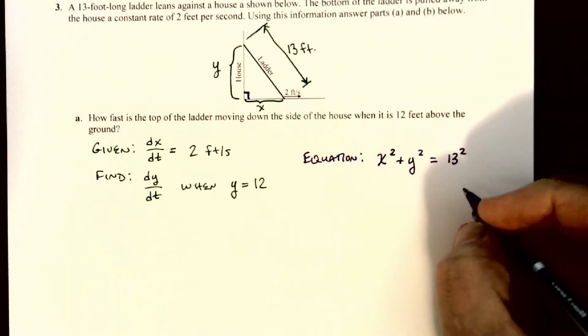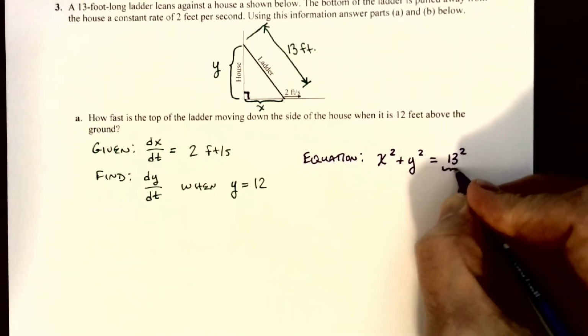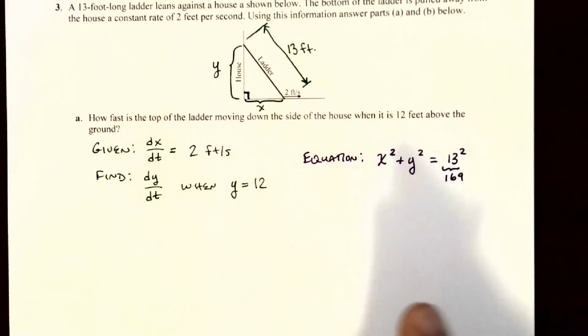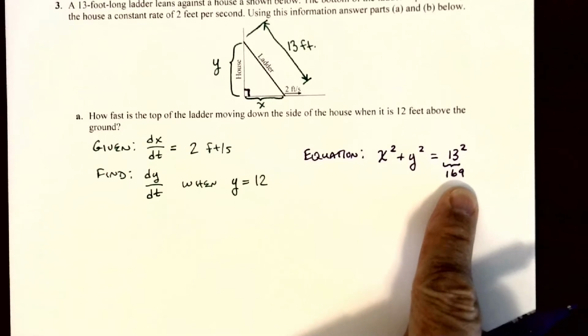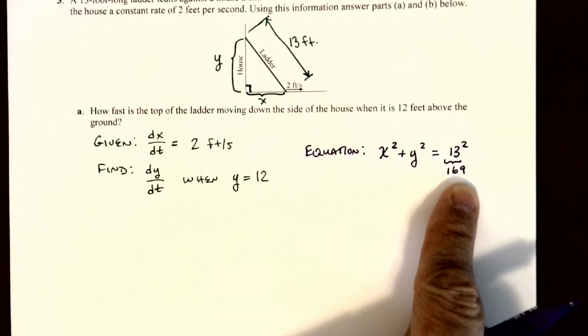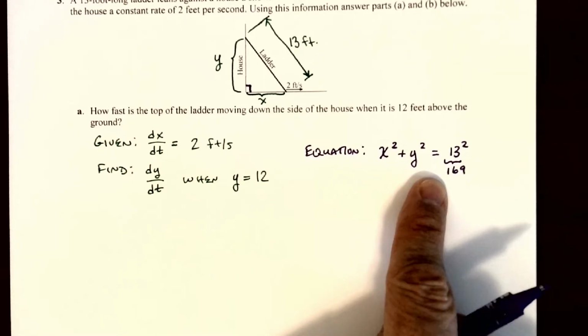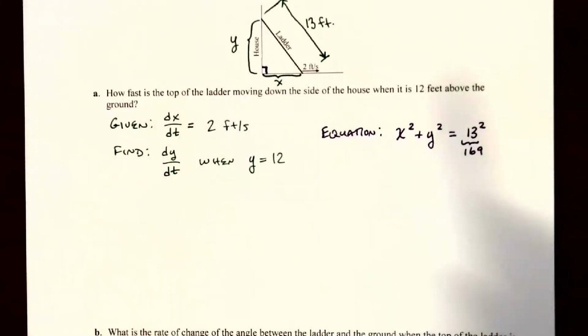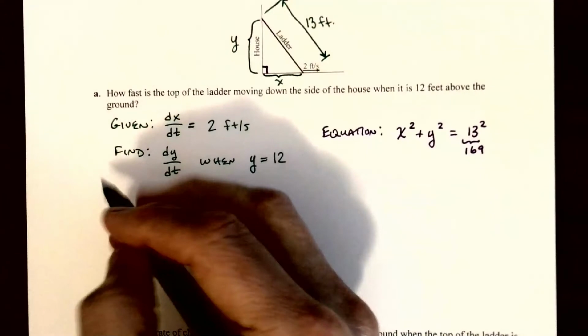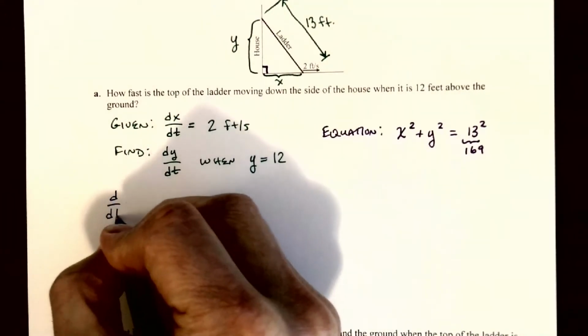Now 13 squared, of course, is 169. Keep in mind, that is a constant quantity. It's not changing. x and y are changing, though. So this comes from the Pythagorean Theorem. So what do we do next? We take the derivative with respect to time. So I'm going to take the derivative with respect to time of both sides of this.